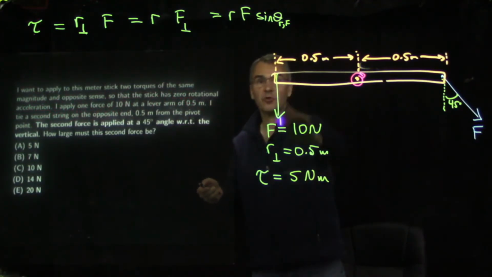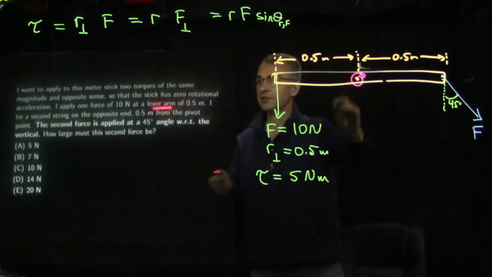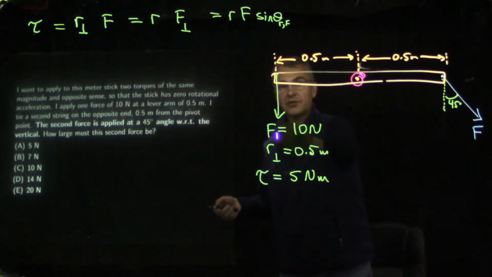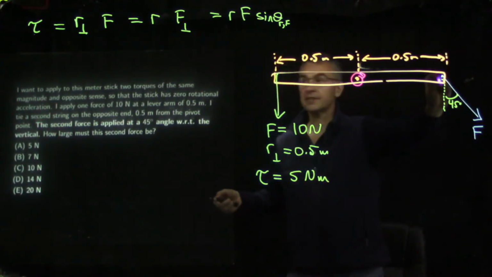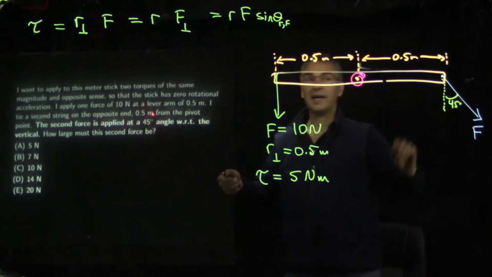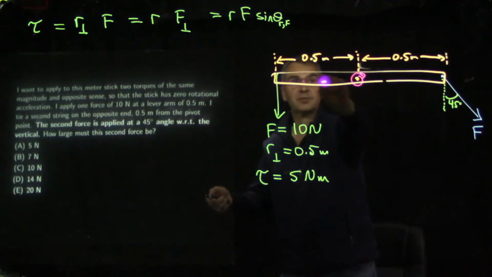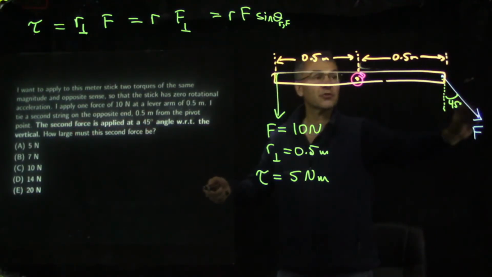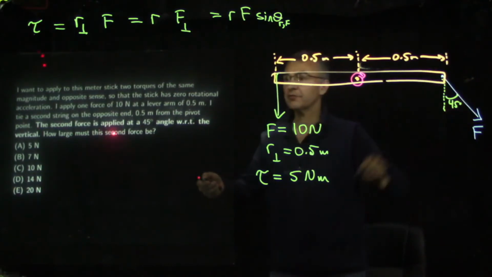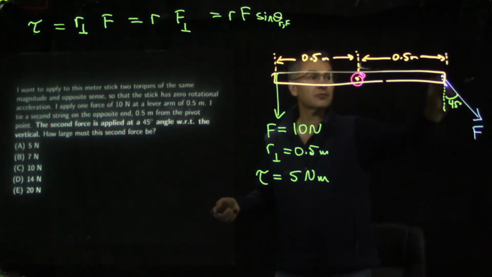I apply one force of 10 newtons at a lever arm of a half meter. So this is a vertical force of 10 newtons at a horizontal lever arm of a half meter. I tie a second string on the opposite end, a half meter from the pivot point. The pivot point is in the middle here, so this is a half meter horizontally, this is a half meter horizontally. But now the second force is applied at an angle which is 45 degrees away from the vertical. How large must this second force be?